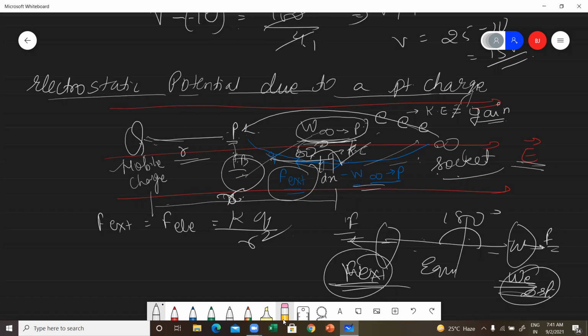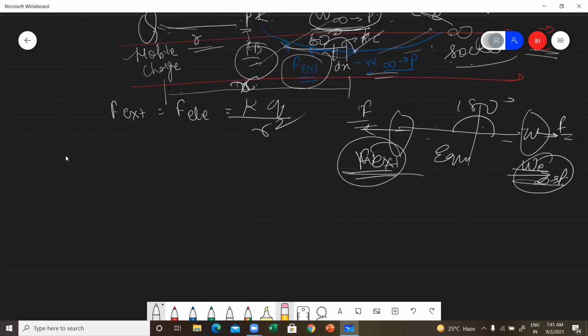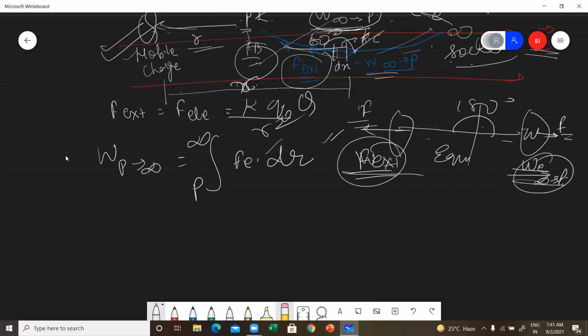No, ma'am. Now, work is equal to what? My force into displacement. Work from where to where? From infinity to P is equal to Fe into dr, from P to infinity. And Fe is how much? Suppose I am taking this as a test charge Q naught, and this is my Q charge. So my test charge multiplied by Q.